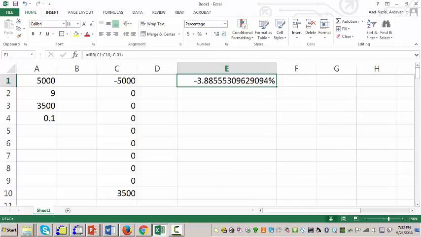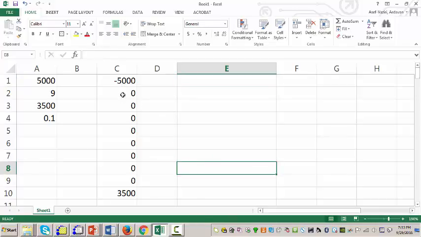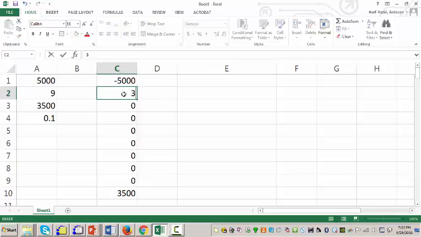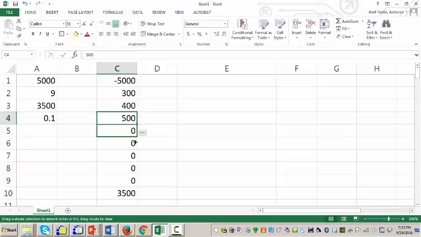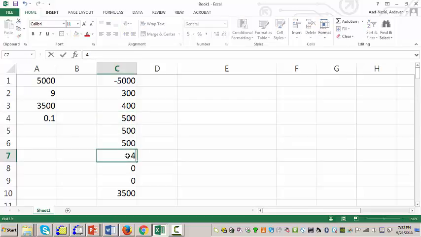Now let's talk a little bit more. Suppose we have put $5,000. In year 1, we have got $300, $400, $500, $500, $500, $500, $500, $400, $300, $200. Suppose this is the investment we have had. We want to know, first of all, how much this money is worth today.